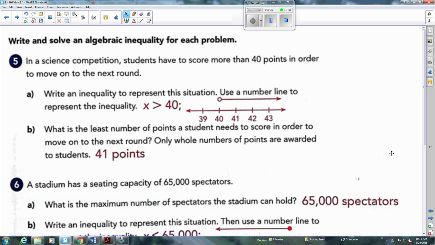What is the least number of points a student needs to score in order to move to the next round? Only whole numbers of points are awarded to students. So you can't have like 40.5, so it has to be 41 there.